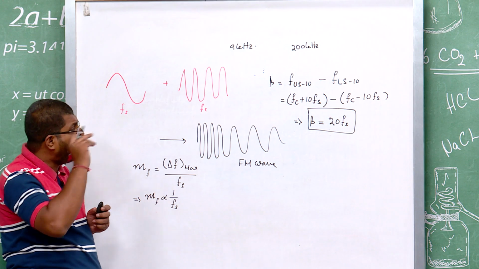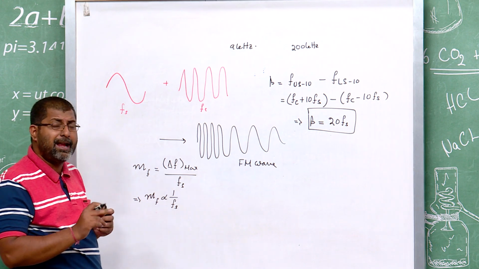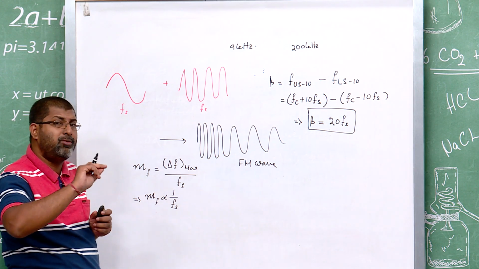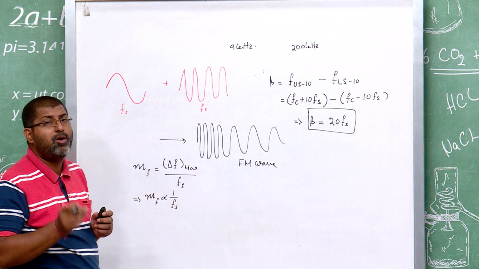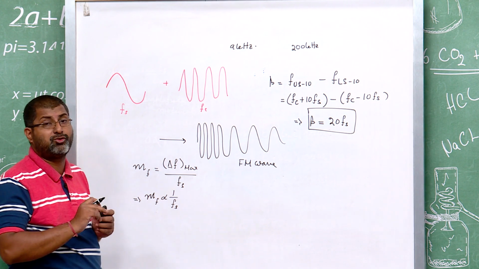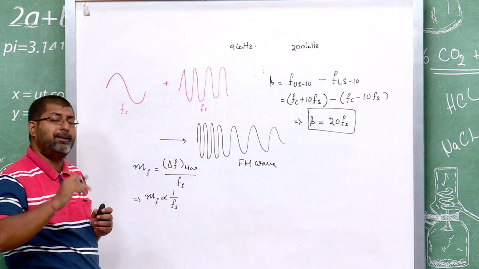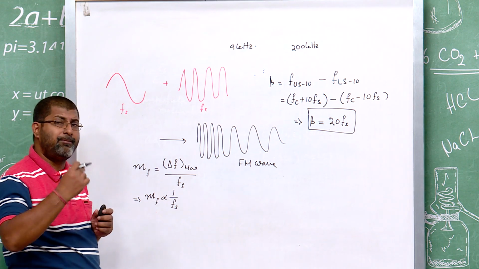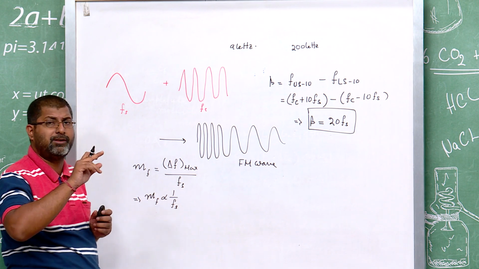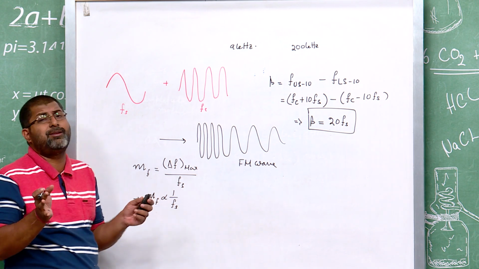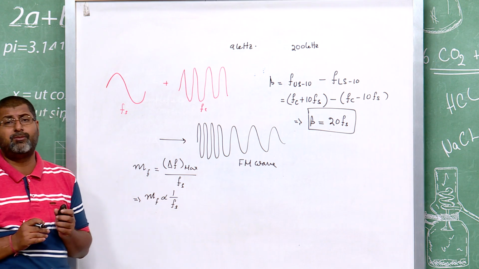Now, unlike the amplitude modulation index, the value of MF is not limited to 1. In amplitude modulation, the value lies between 0 and 1, and if MA exceeds 1, then over modulation occurs, but there is no such limitation in the case of frequency modulation.